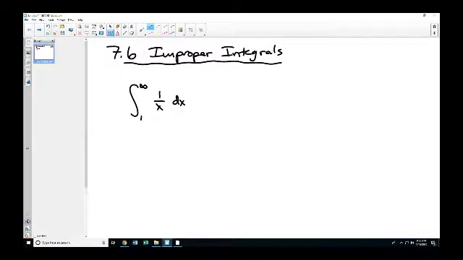The integral from 1 to infinity. Yeah, that's an improper integral because of this right there. How do you evaluate that? Okay, that's the question.